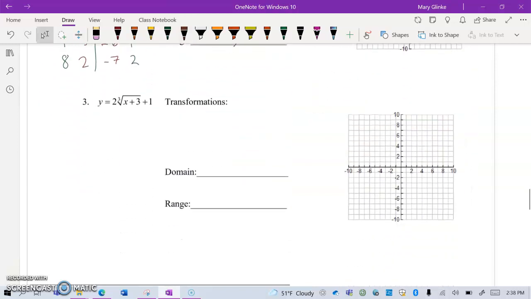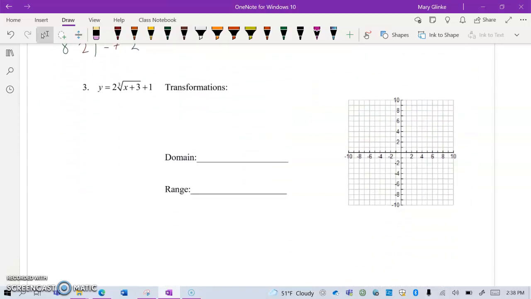So let's go ahead and try number 3. What I would like you to do is write down your transformations and then try your table and then come back to the video to see if you got it right.